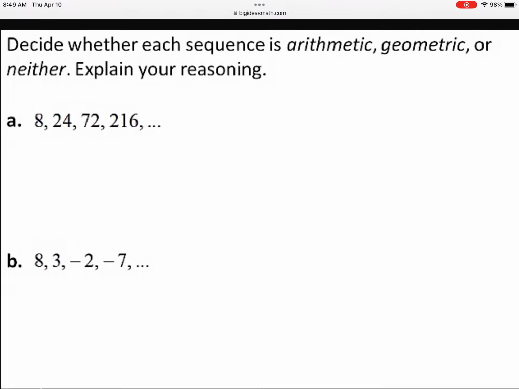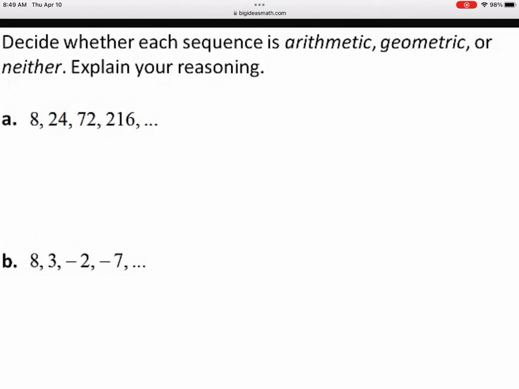Decide whether each sequence is arithmetic, geometric, or neither. Explain your reasoning. Part A. 8, 24, 72, 216. First, find the ratio between each pair of consecutive terms.